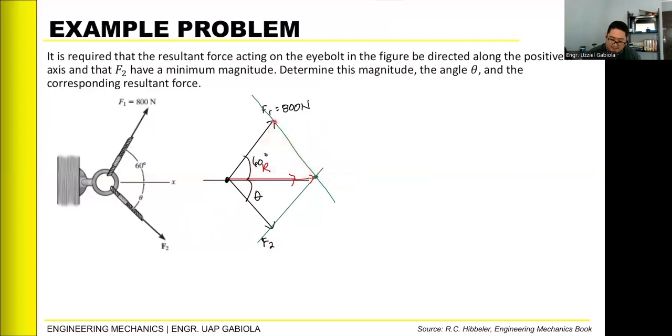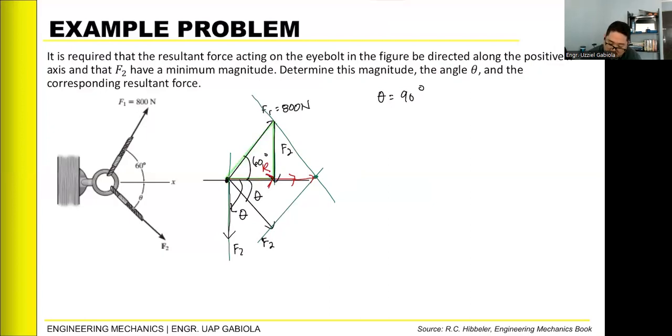So ibig sabihin, kailangan si F2 pala, para maging applicable, is dapat siya ay 90 degrees mula dun sa ating resultant. Yung theta natin should be 90 degrees para makuha natin yung minimum magnitude for F2. Okay? So ito yung F2 natin. So ibig sabihin, ang theta natin should be 90 degrees. Kung 90 degrees yun, yung ating magnitude na yun will now be a right triangle na lang. Okay? So yung ating triangle doon sa parallelogram na natin.